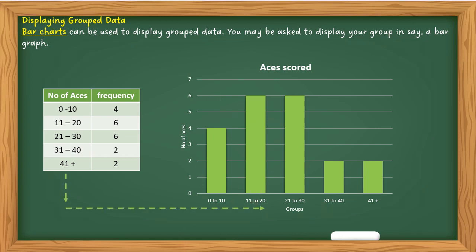So you can see that the number of aces goes along the horizontal, and make sure you spread them out. All right, don't be guilty of putting them all in the corner. And your frequency column goes up the side there. And that there is the perfect bar graph created from your original frequency table.